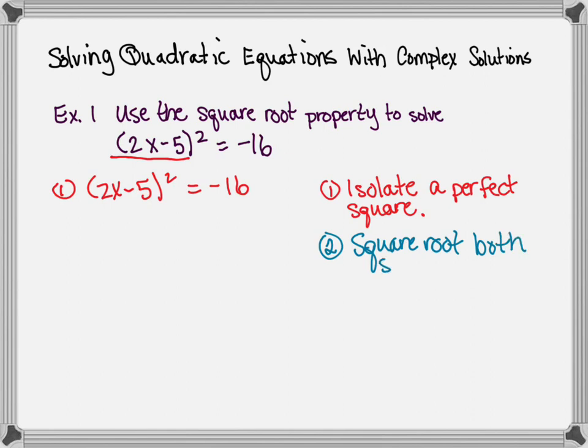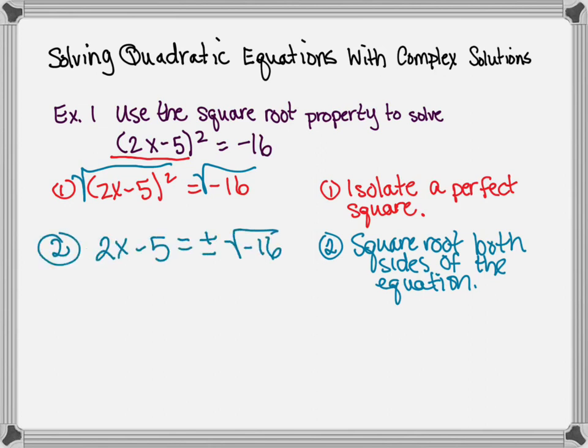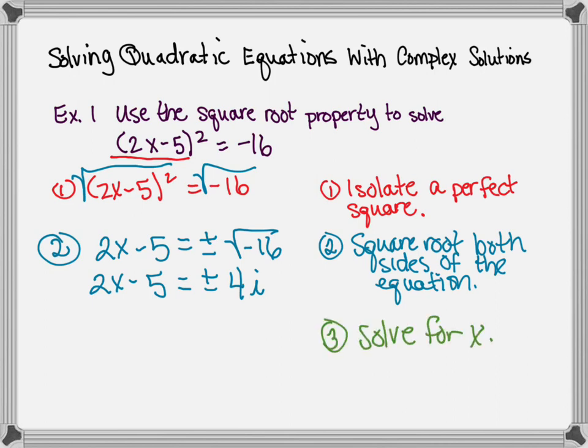And now for the second step, we will square root both sides of the equation. And on the left side, the square root interacts with the squaring, and those are inverse operations, so we're left with 2x minus 5 equals plus or minus the square root of negative 16, or 2x minus 5 equals plus or minus 4i. So remember, the negative comes out of the radical, becomes an i, and we take the square root of 16 and get the 4.